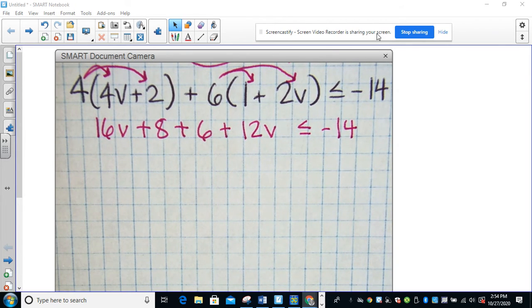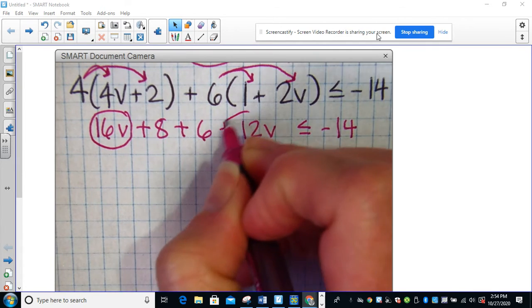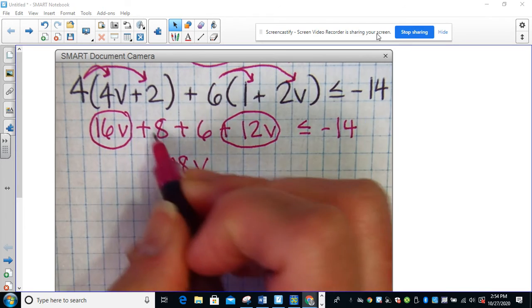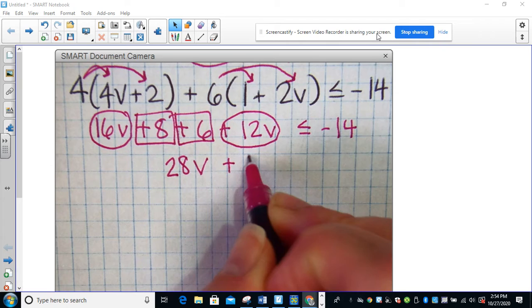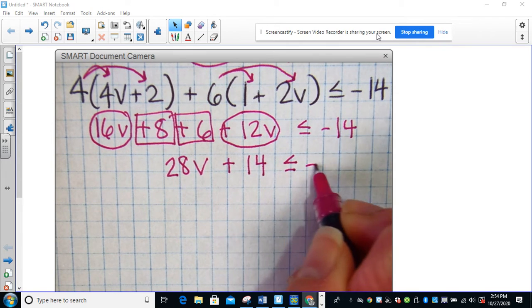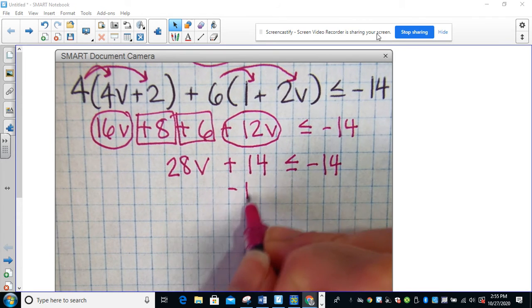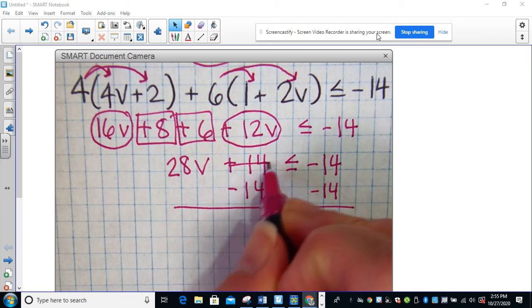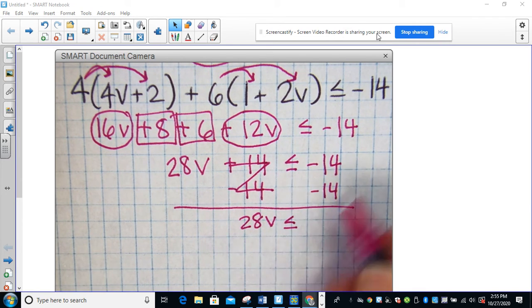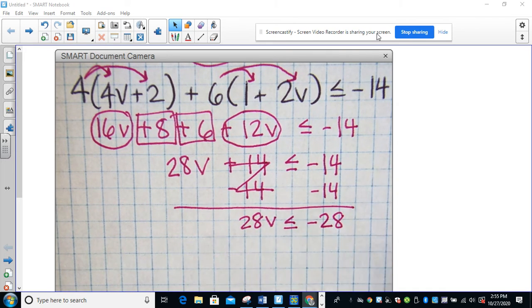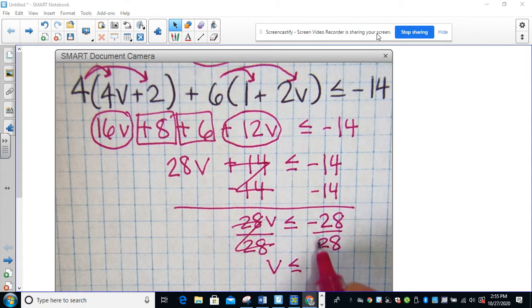Now we can combine like terms. We have a 16v plus a 12v, so that's 28 v's. Then we have a plus 6 and a plus 8, so that's a 14, less than or equal to -14. Now solve it, subtract 14 from both sides. That's gone. 28v is less than or equal to, you have a -14 and another -14 makes a -28. So to solve, you divide both sides by 28. V is less than or equal to -28 divided by 28 is a -1.